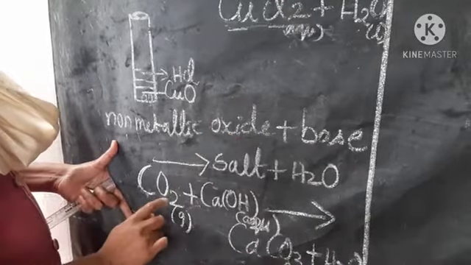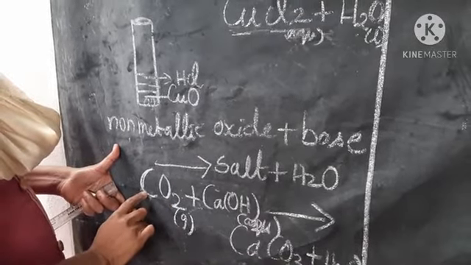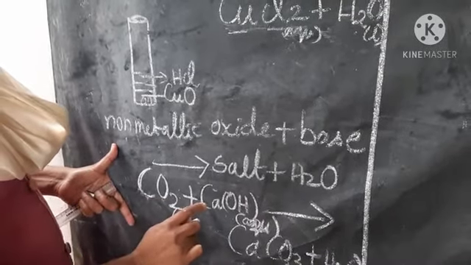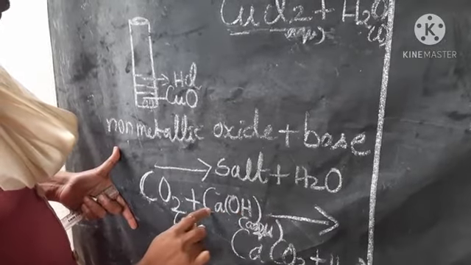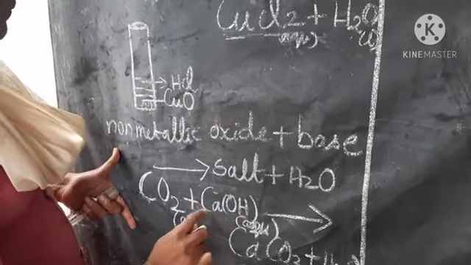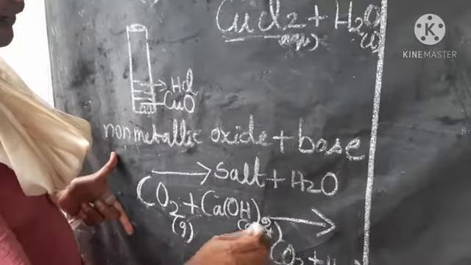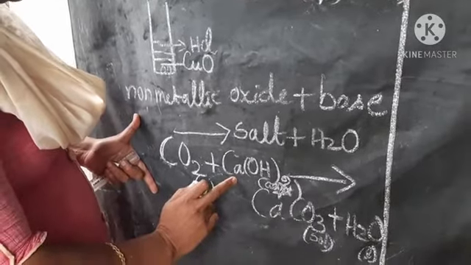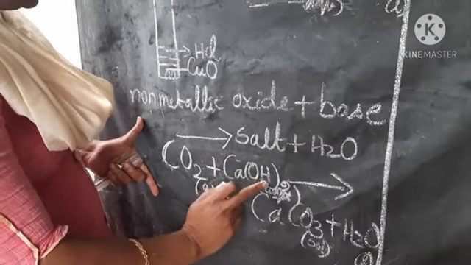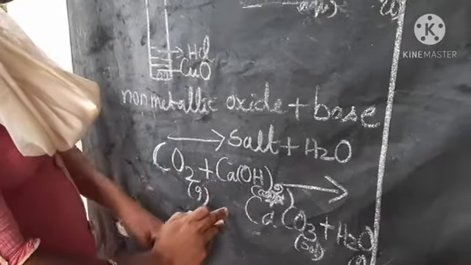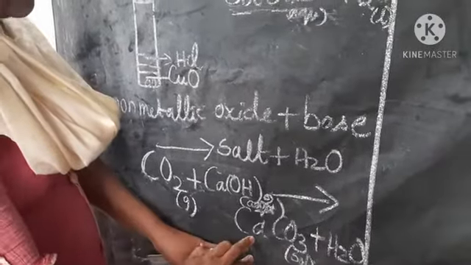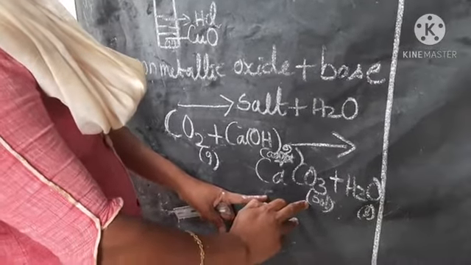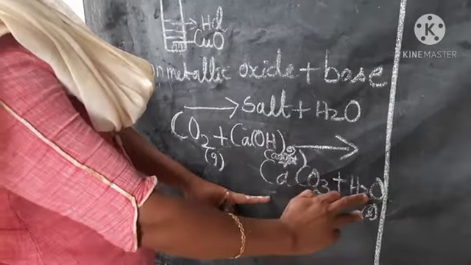The non-metallic oxide is carbon dioxide. The non-metals are carbon and oxygen, so it is a non-metallic oxide. It is treated with a base. Base means one metal and OH should be there. So Ca(OH)2. What is the name of this one? Yes, it's right, Ca(OH)2 is slaked lime. After adding these two, calcium carbonate is formed as a precipitate, a solid, along with water.